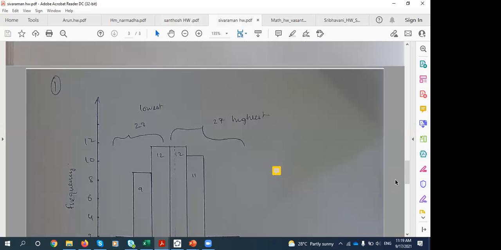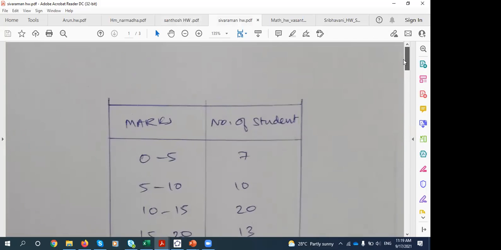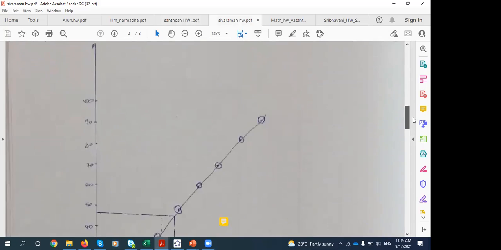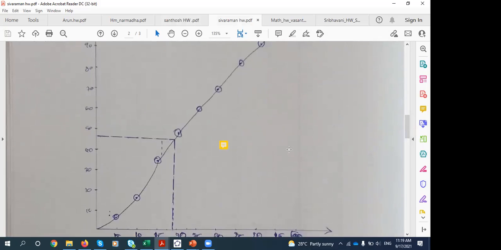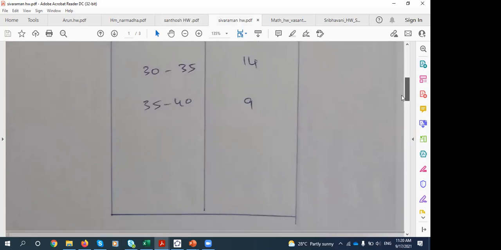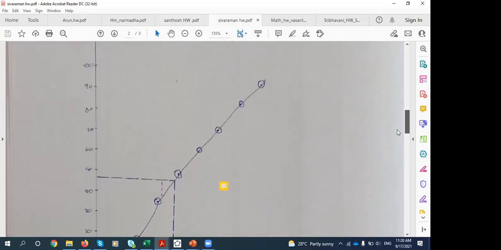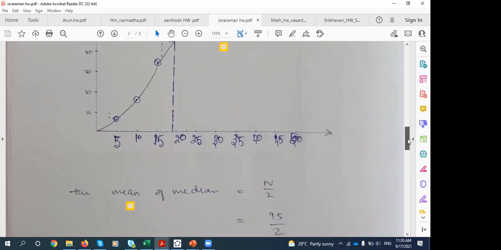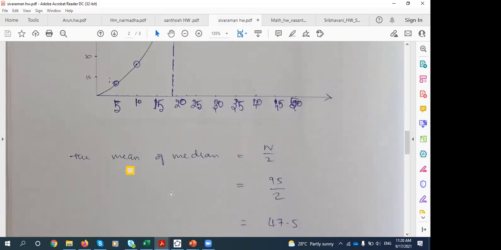Okay. And let's see. Okay, so this is fine. Okay. And now, without the coordinates, this is a very, very imprecisely drawn histogram. And nothing is there. Here you have the data. It's not getting reflected here. Okay. And what do you mean by mean of median? Hello, what is that?